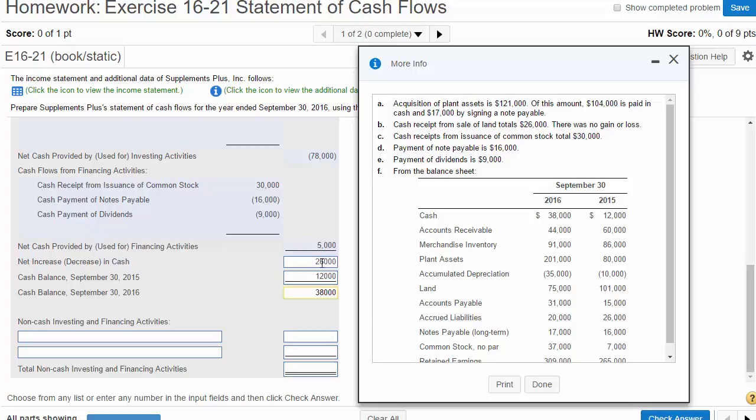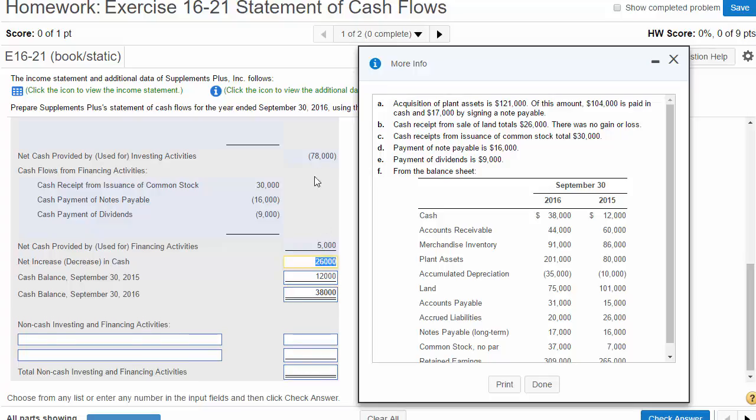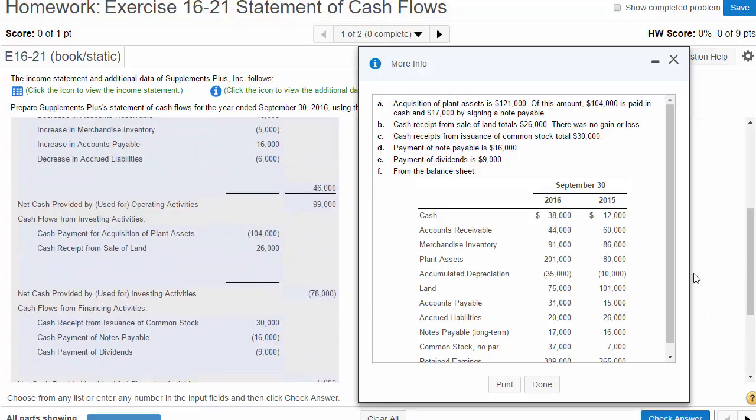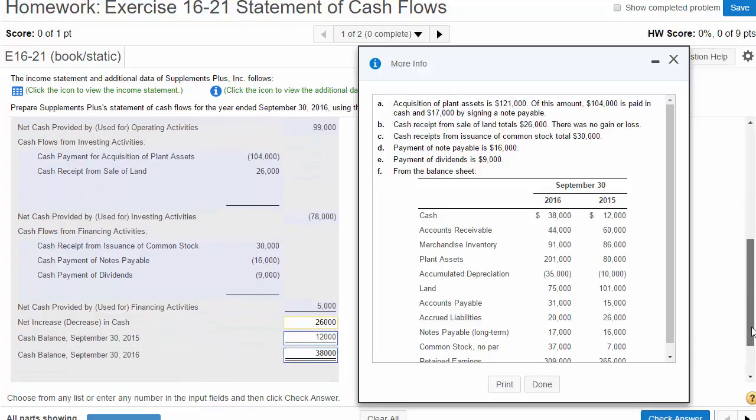Now you should double check your sections to see if they are accurate. This 26,000 should also be equal to the sum of the three sections. So 5,000 minus 78,000 plus 99,000 should give you plus 26,000. And it does.